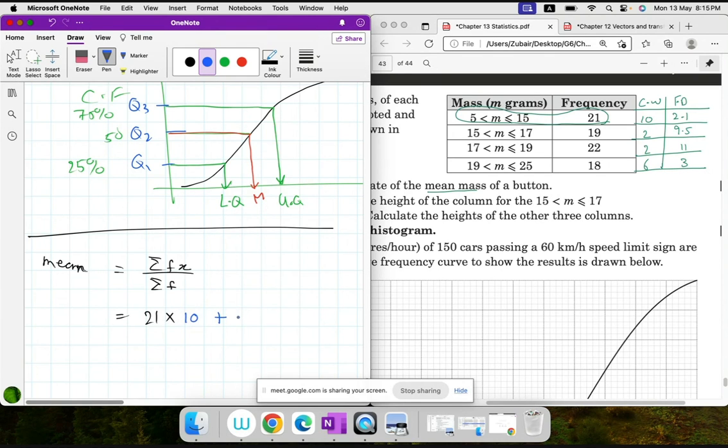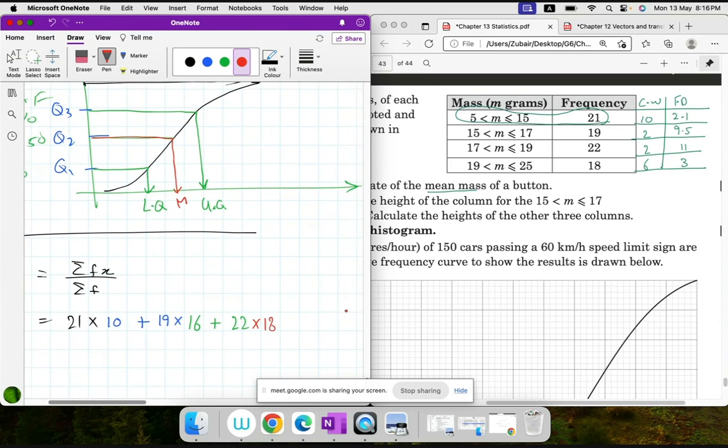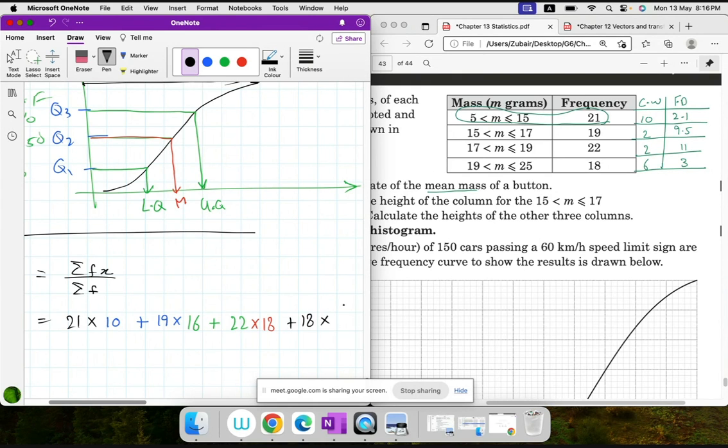Plus, the next frequency is 19 into, what is the middle value of 15 and 17? 16. Plus, the next frequency is 22 and the middle value is 18. And for the last one, 18 into, how do you find the middle value? 19 plus 25 divided by 2.